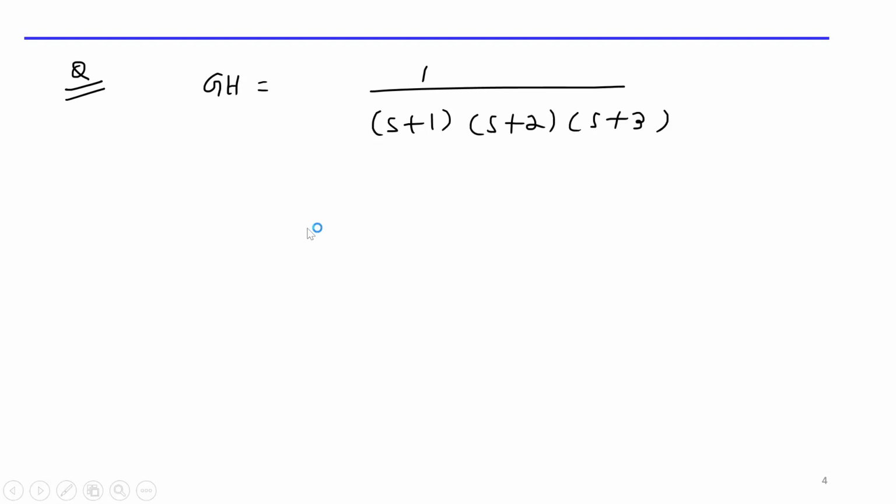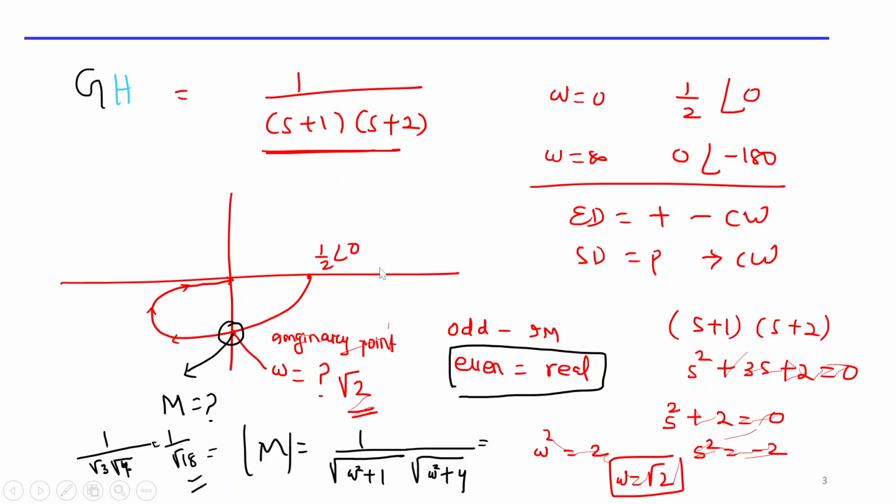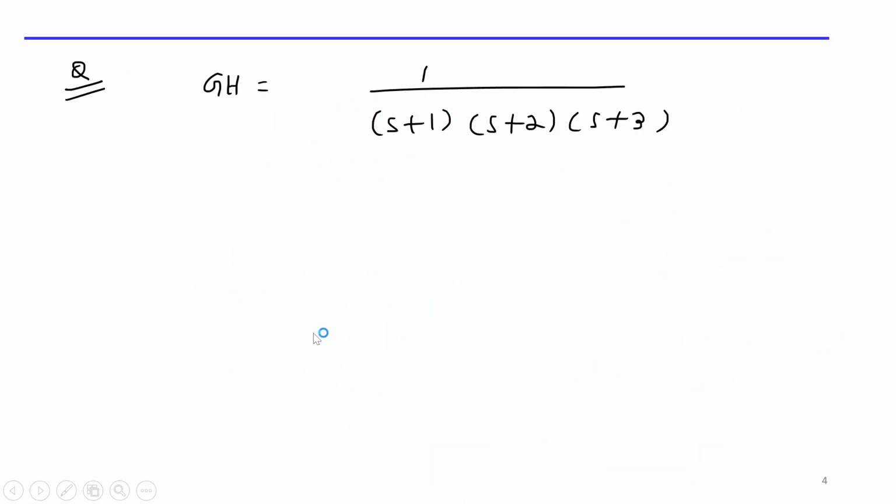Now, sir, suppose in the same problem, if they ask 1 upon s plus 1, 1 upon s plus 2, find out the stability by using polar plot, so we can say that it is a stable system only. No, how can you say that? I have not covered anything related to stability till now. You just wait and I will come back. I am just showing you how to plot the polar plots. I will come back to the stability.